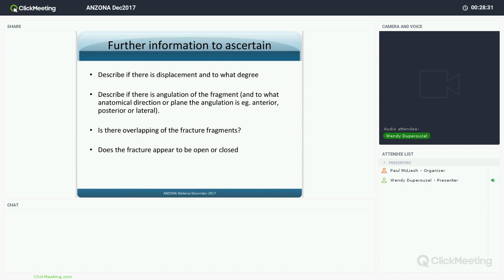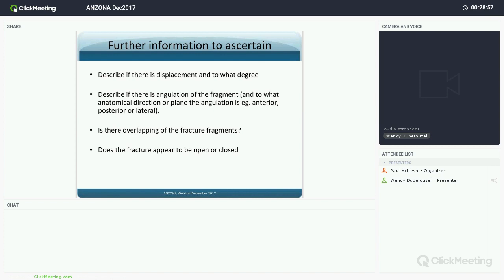Describe if there's angulation of the fragments and to what anatomical direction or plane the angulation is in. This really comes quite in handy when we're talking about femoral fractures. For example, if there's anterior displacement, and when we talk about the displacement, we're actually talking about the proximal component of the fracture, not the distal. Okay, so is the proximal part of it sitting anteriorly?